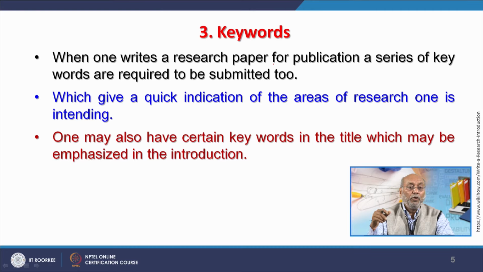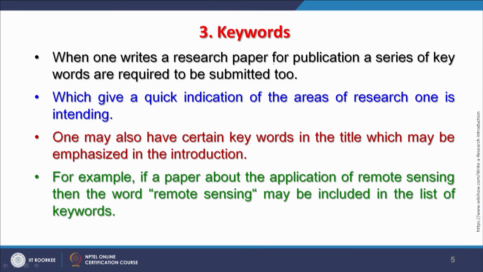Likewise, one may also have certain keywords in the title. That is again very useful, because if those keywords are used, your paper will be picked or will show at the top of the list. So, these keywords should also be included if possible in the title as well. For example, if a paper is about the application of remote sensing, then the word remote sensing may be included in the list of keywords as well as in the title if possible.